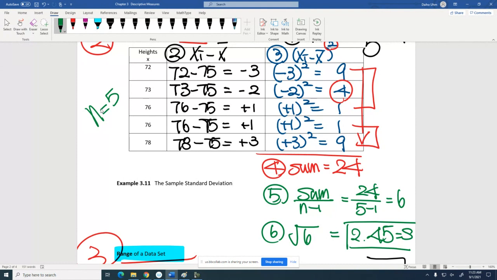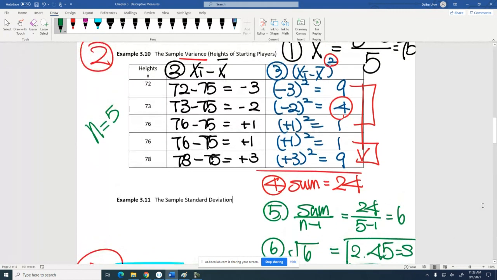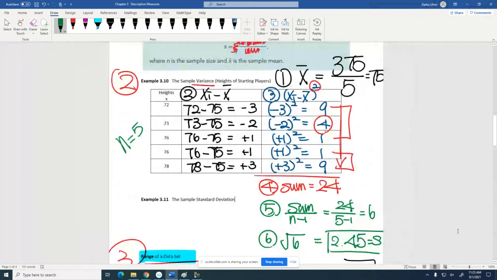It is the final answer. 6 steps. And it is small s. Small s is the symbol for the sample standard deviation. 6 steps. Understand? Good, right? Take the mean, take the differences, take the square, sum, divide by n minus 1. Finally, take the square root of it.